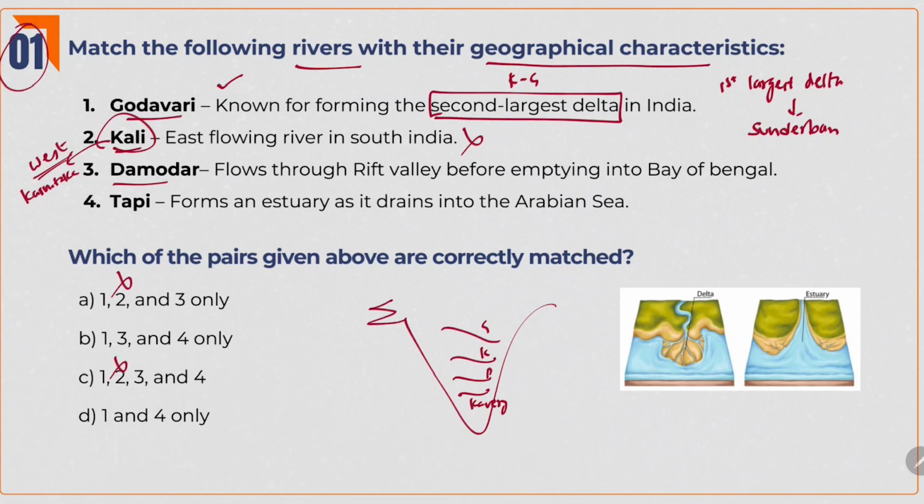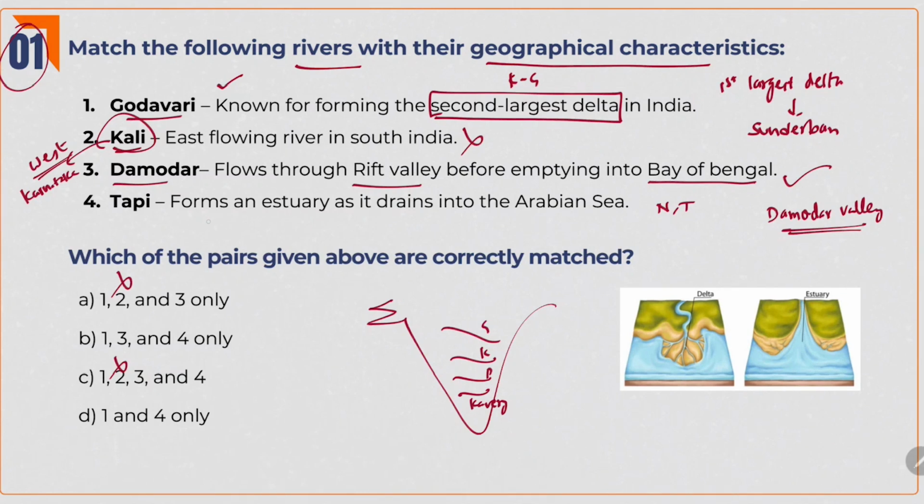And Damodar. It flows through Rift Valley before emptying into Bay of Bengal. We all know that Narmada and Tapati flow through Rift Valley. But you guys may have doubt whether Damodar flows through Rift Valley or not. Have you ever heard of Damodar Valley? Yes, we hear it many times in news. This statement is right. Please remember that Damodar also flows through Rift Valley.